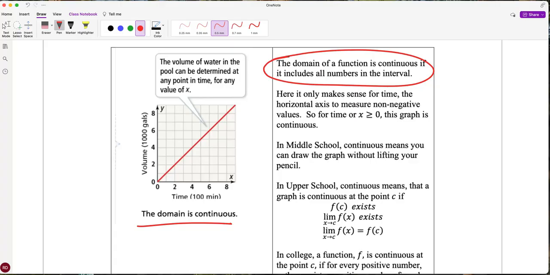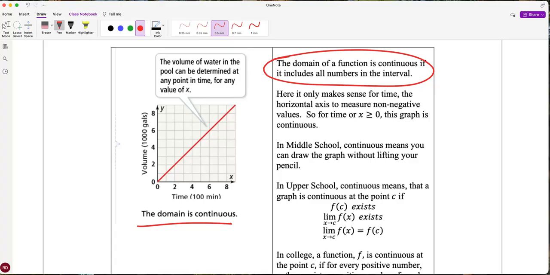I also only plotted time starting at 0. Why did I not plot time in negative? Because you can't have negative. Yeah, it doesn't make sense. I don't fill a pool for negative 2 hours. Likewise, the gallons, I don't put negative 4 gallons in the pool.